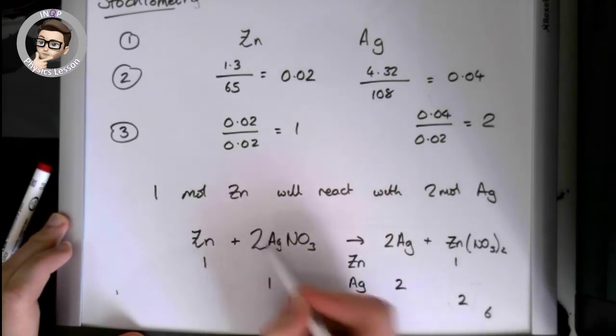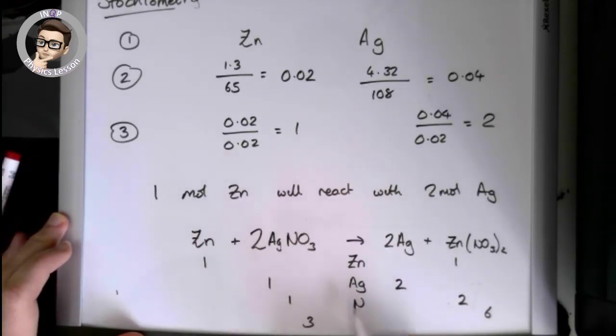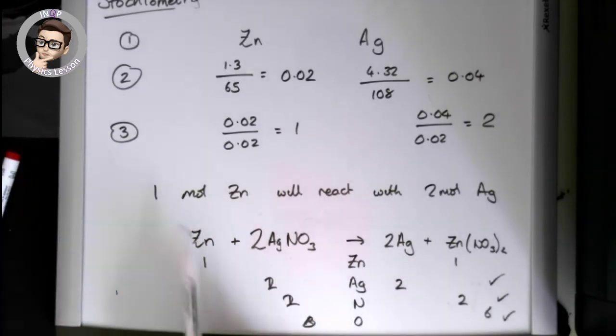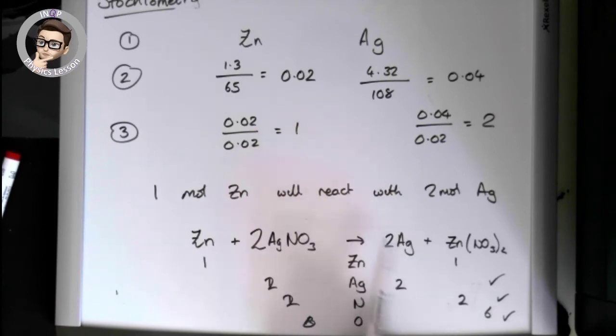So if I put a big 2 in front of my AgNO3, then I'm going to have two lots of Ag, which I'm happy with, two lots of N, which I'm happy with, and six lots of O, which I'm happy with. So we've now balanced it. One mole of zinc will react with 2 moles of silver nitrate to give 2 moles of silver plus 1 mole of zinc nitrate.